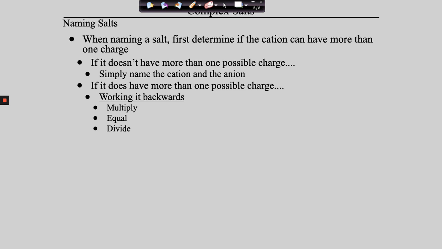All right, so guys, what if it can have more than one possible charge? Then what we're going to do is work this backwards. Now guys, the trick is this. You don't know what that means, and for me to try to explain this to you would be worthless right now because you have no context.